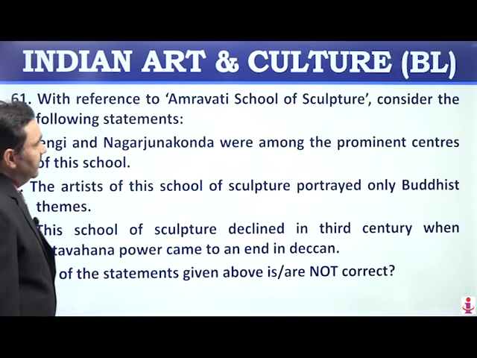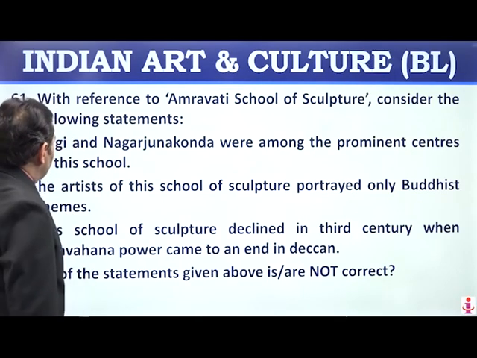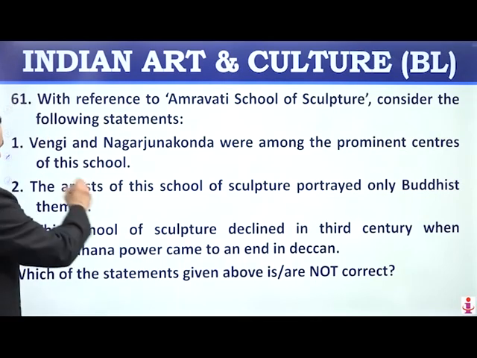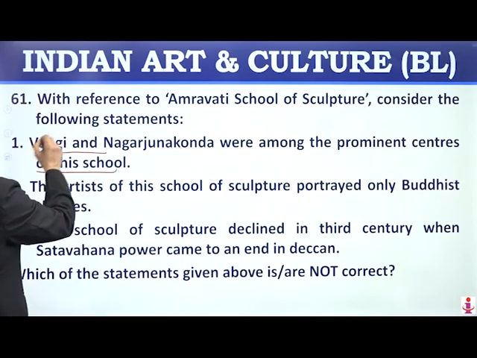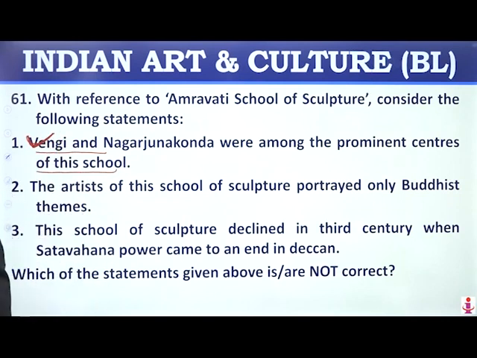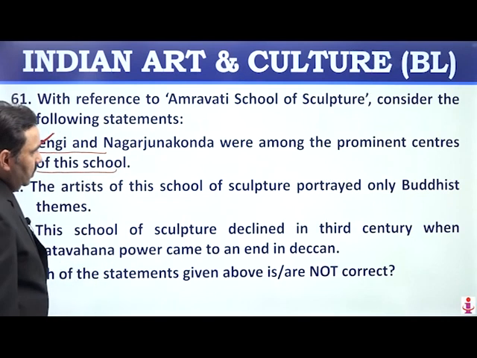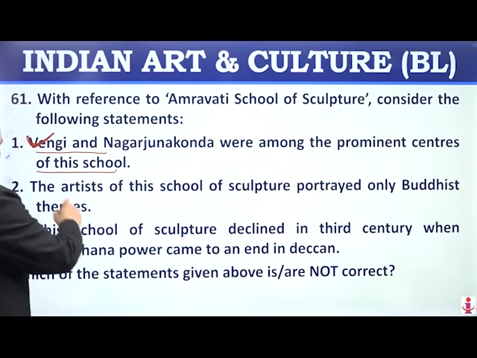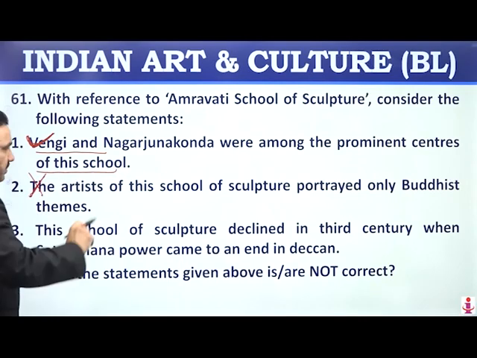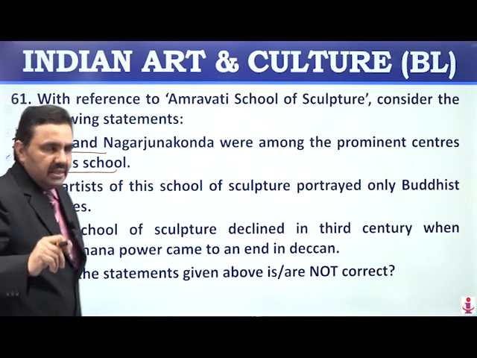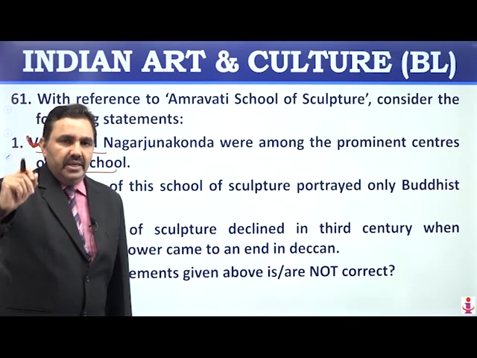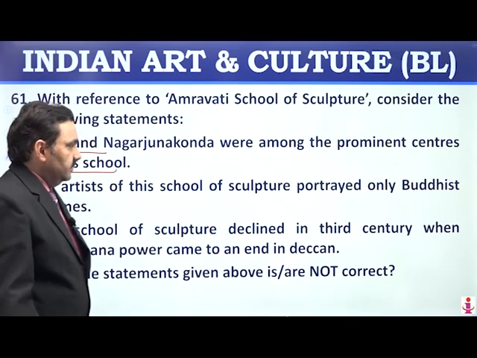61. With reference to Amravati School of Sculpture, consider the following statements: Vengi and Nagarjunikonda were among the prominent centers of this school. Very correct. Vengi was the most prominent center, so that is why it was also known as Vengi School of Sculpture. The artists of this school portrayed only Buddhist themes, and they portrayed secular themes also. Feminine beauty was portrayed in extremely erotic form.